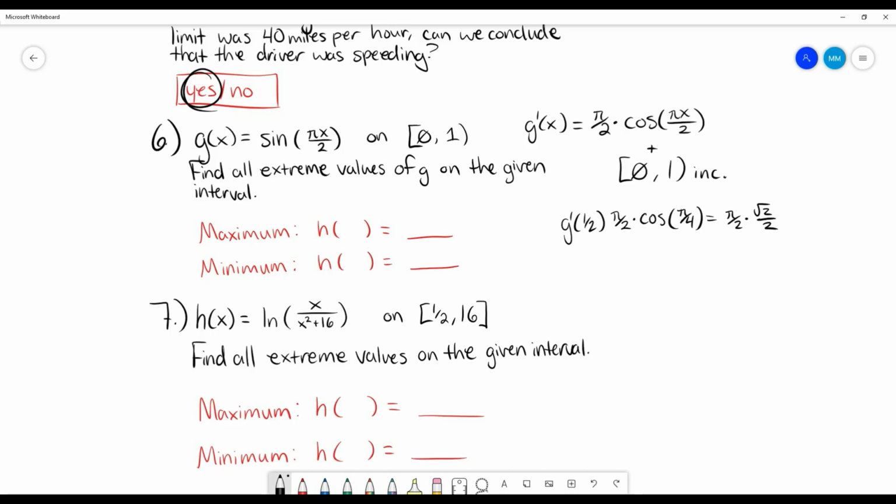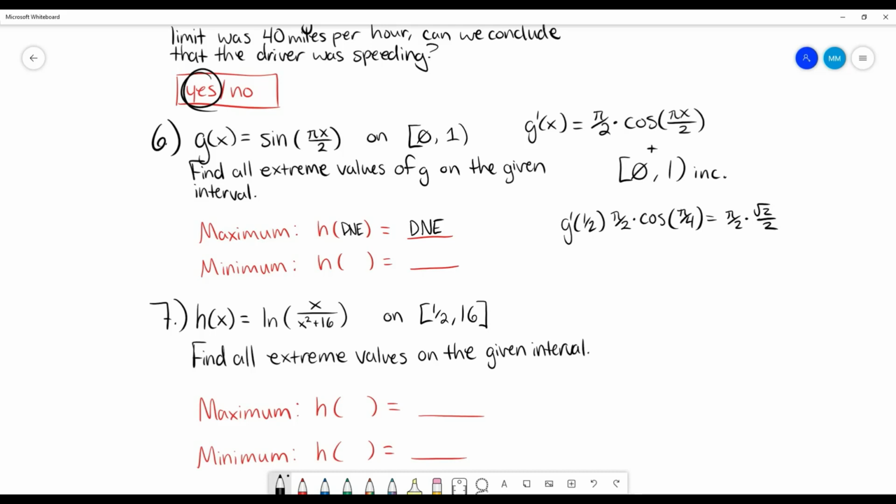Which means that our maximum we can't determine because we don't have any critical points on the interval. So we're just going to put that it does not exist, right? Because our maximum would theoretically be at that 1. But since that 1 is outside the interval, there is no maximum on this interval that we can determine.